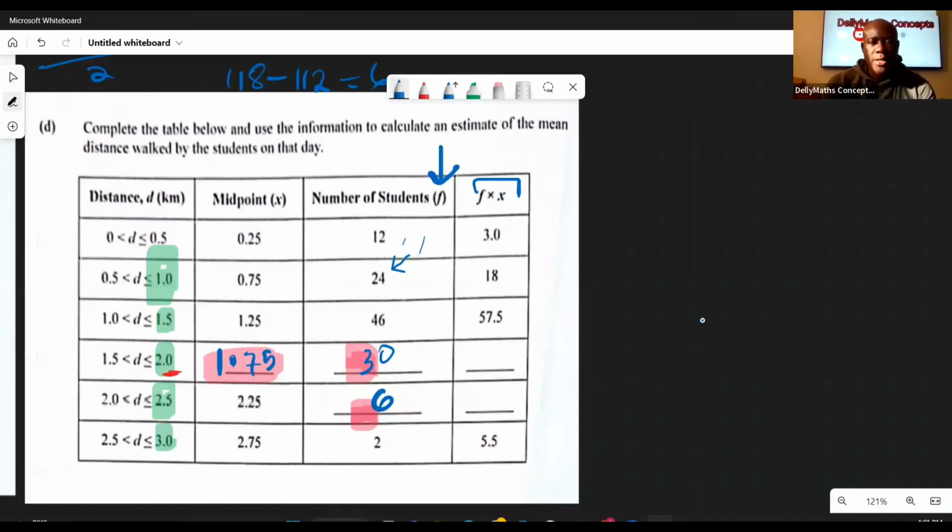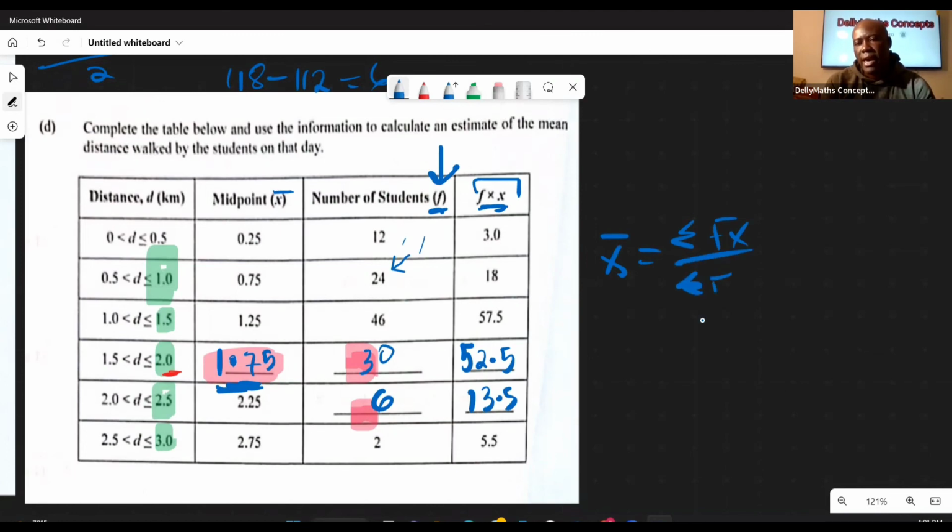For example, the 1.75 times 30 gives 52.5. Remember that this is the X column and this is the F column, so this is Fx, which is F times X. Then 2.25 times 6 is 13.5. We're almost there. The mean X bar is the sum of the Fx column divided by the sum of F.